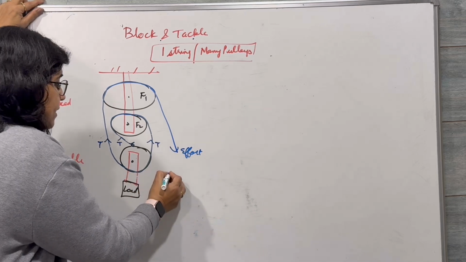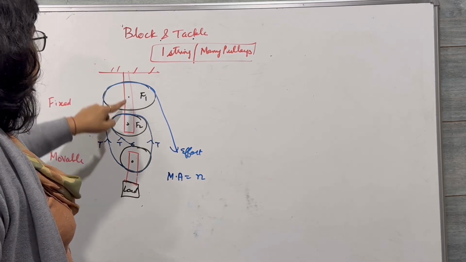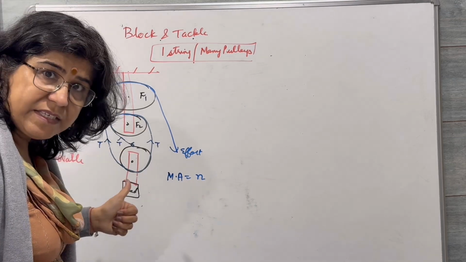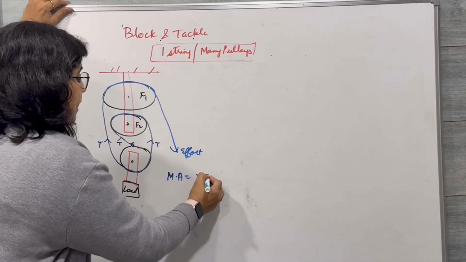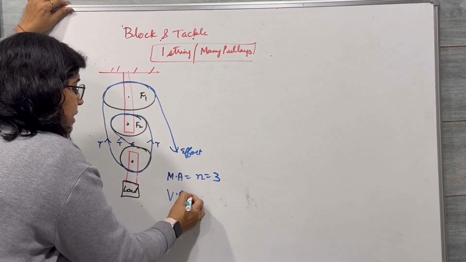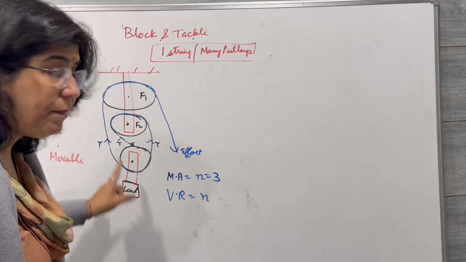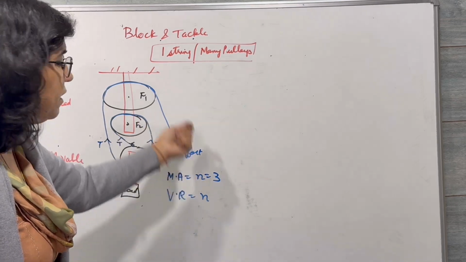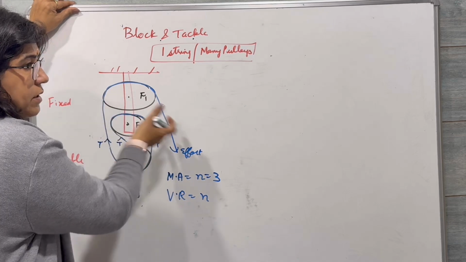Load is downwards. Mechanical advantage is N. What is N? It is the number of pulleys or the number of these 3 segments. So, here it is 3. Velocity ratio is again N. Total number of pulleys or the total number of these string segments. These 3, not this. This is the effort part here. Nothing to do in picking up the load. This is not doing anything.